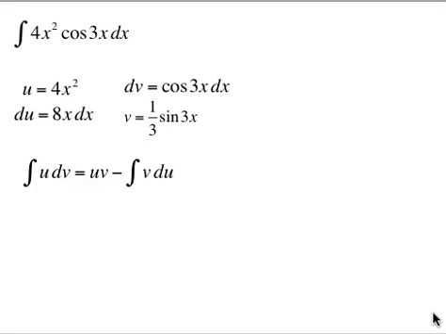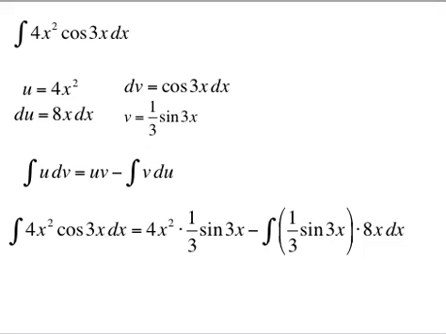Our formula is the integral of u dv is uv minus the integral of v du. The integral of u dv, the integral of 4x squared cos 3x dx, is uv, 4x squared times 1/3 sine 3x, minus the integral of v du, minus the integral of 1/3 sine 3x times 8x dx.